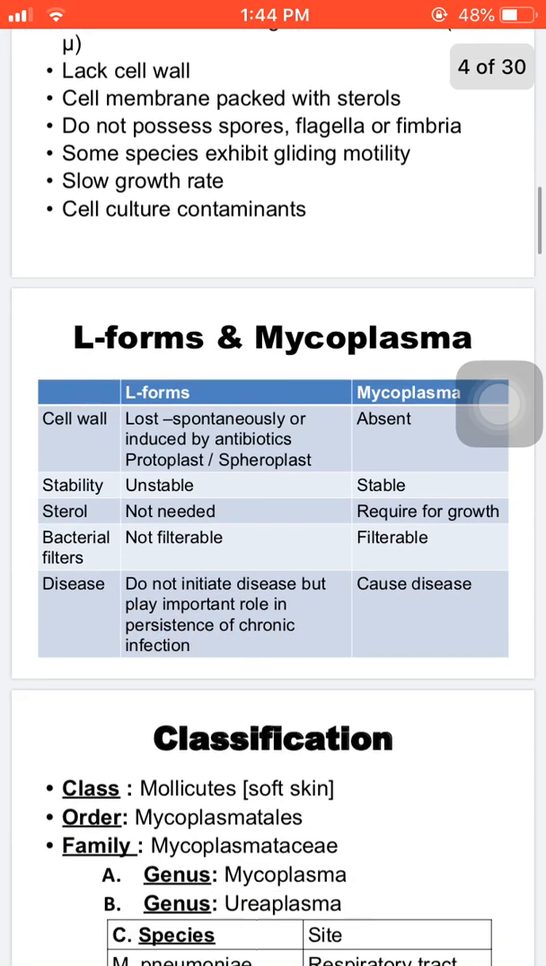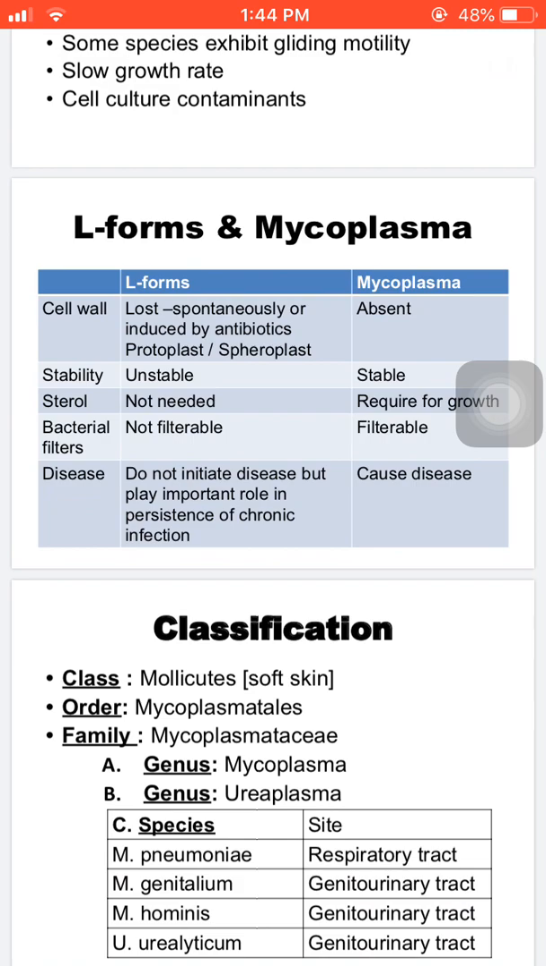Now let us see about the L forms in Mycoplasma. So regarding the cell wall, Mycoplasma inherently do not have a cell wall, whereas L forms have a cell wall which is lost either spontaneously or by action of some antibiotics. You already know about protoplasts and spheroplasts. So Mycoplasma inherently doesn't have the cell wall, whereas L forms can revert back to the original form. That is, they can get back their cell wall when the conditions are appropriate. That's why they are called unstable forms.